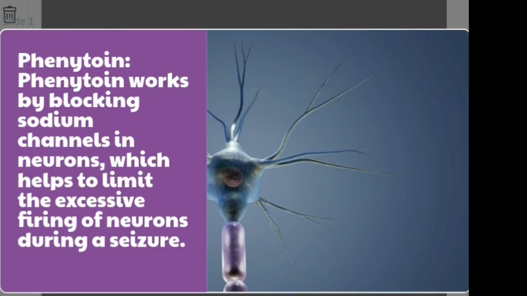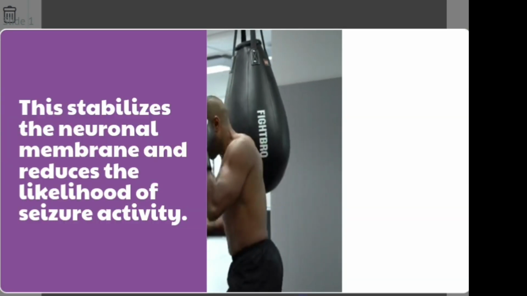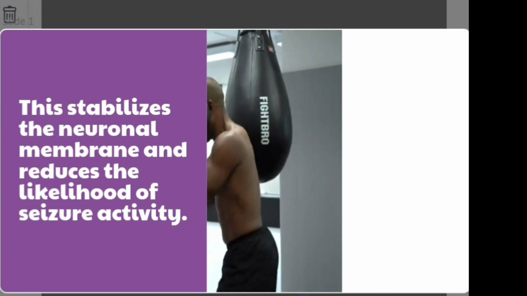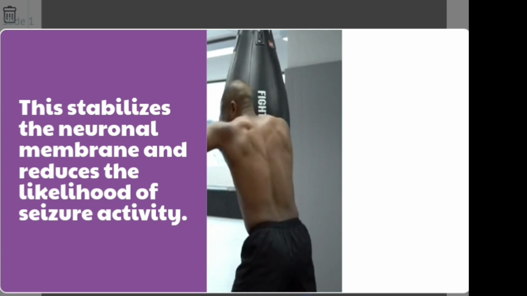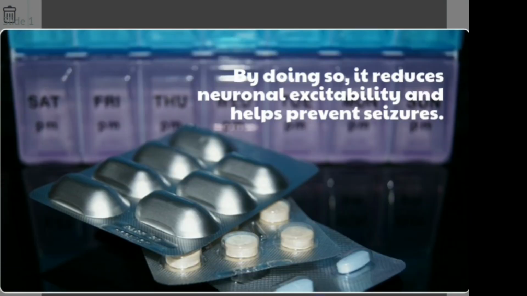Phenytoin. Phenytoin works by blocking sodium channels in neurons, which helps to limit the excessive firing of neurons during a seizure. This stabilizes the neuronal membrane and reduces the likelihood of seizure activity. Carbamazepine. Similar to phenytoin, carbamazepine also inhibits sodium channels in neurons. By doing so, it reduces neuronal excitability and helps prevent seizures.